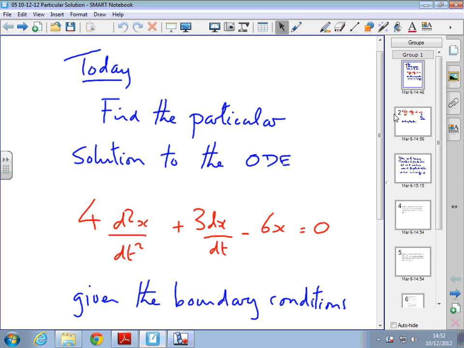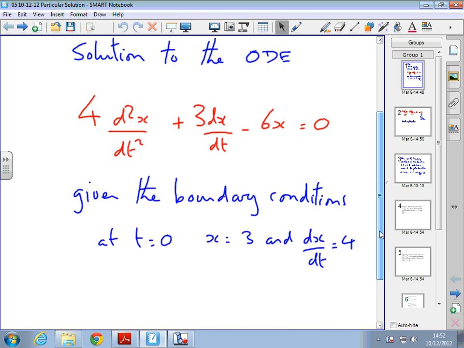Okay, so today we're going to find a particular solution to the ordinary differential equation 4 d2x by dt squared equals 3 dx by dt minus 6x. We're familiar now with roughly what this is relating to. Probably some sort of mass oscillating, with some sort of damping effect, the second term, which is to do with the velocity, and some sort of spring or restoring force. And we've got some boundary conditions.